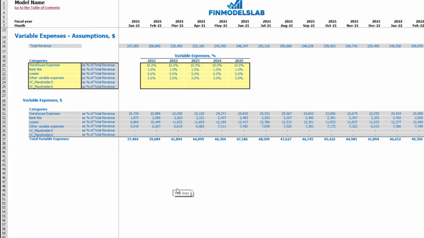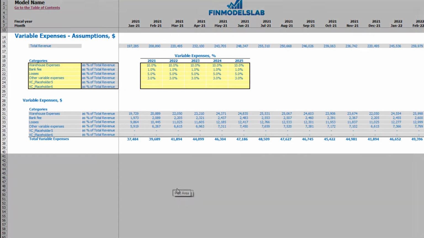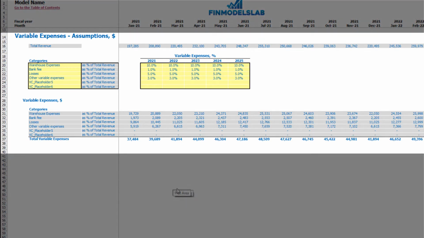For the variable expenses tab, you may set up to 6 categories of your variable expenses as a percentage of total revenue. On the left side you may see the names of your variable expenses line items, so you can type in any name if you would like. And on the right side you may see the variable expenses assumptions.